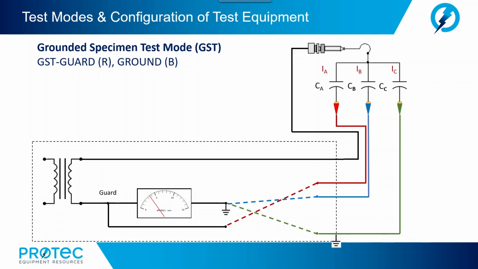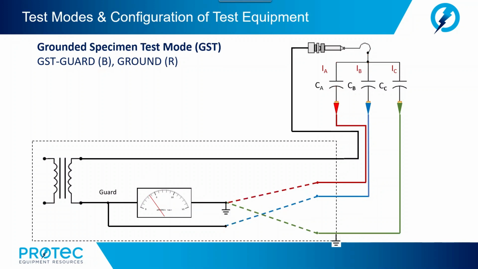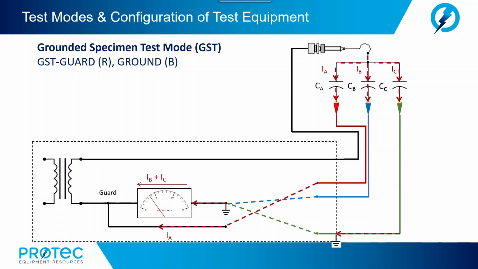All right, a grounded specimen test, once again, ground being measured since it's a GST, but we're going to guard red and we're going to ground blue. Now remember, by grounding blue, that means blue channel will be measured. By guarding red, that will not get connected to the metering circuit and will not be measured. So the result of this test would be the measurement of current I sub B plus the current I sub C.